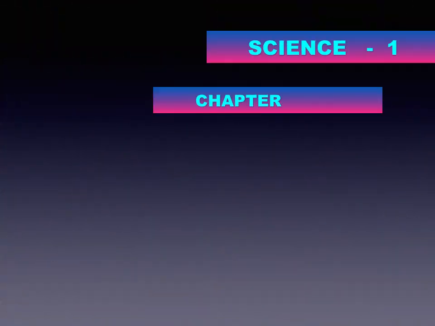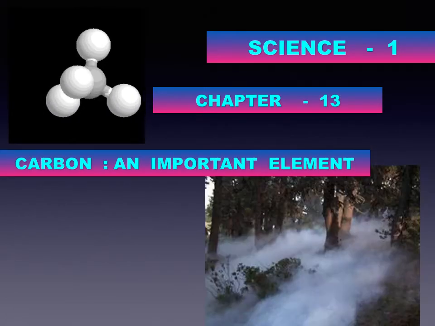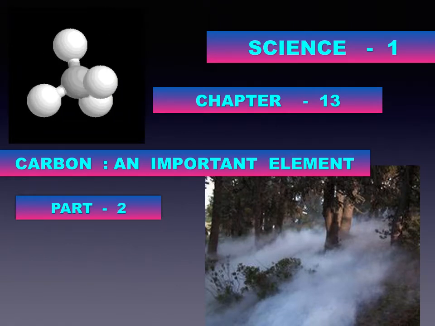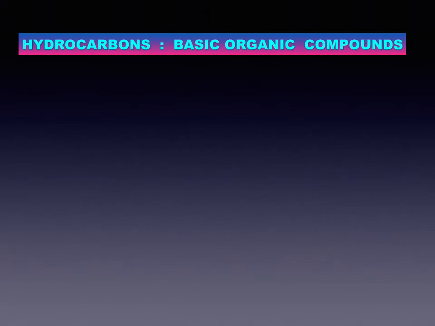Today we are going to study in Science-1 chapter number 13, Carbon, an important element, part 2. Along with carbon, the element hydrogen is also included in most organic compounds. The compounds formed from only carbon and hydrogen are called basic organic compounds. These are also called hydrocarbons.